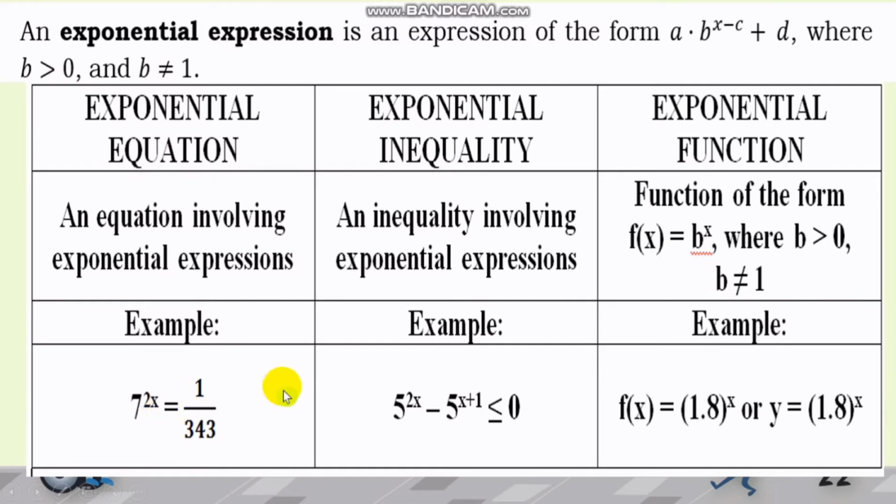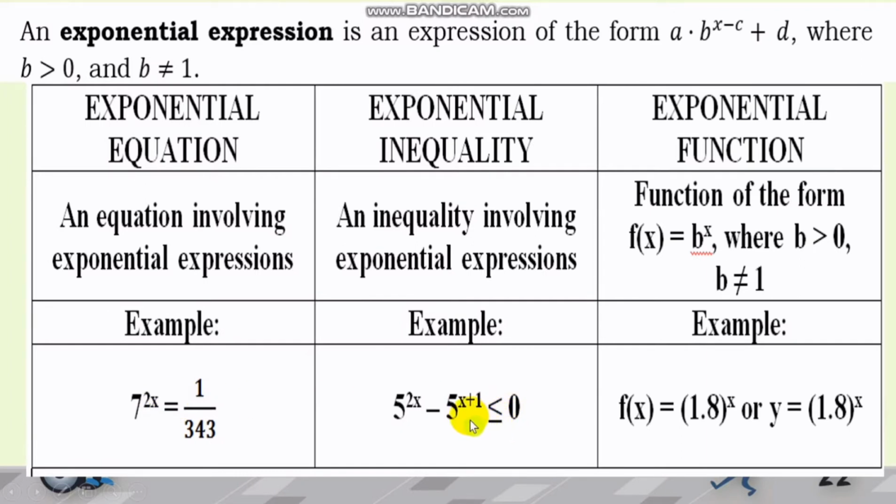Ang exponential inequality naman ay, ang ibig sabihin, may inequality symbol. At the same time, same process tayo or same definition, may exponential expression wherein base is greater than 0 and it should not be equal to 1. And you should have a variable in the exponent. The only difference with equation and inequality is that in equation may equal sign, sa inequality may inequality sign.